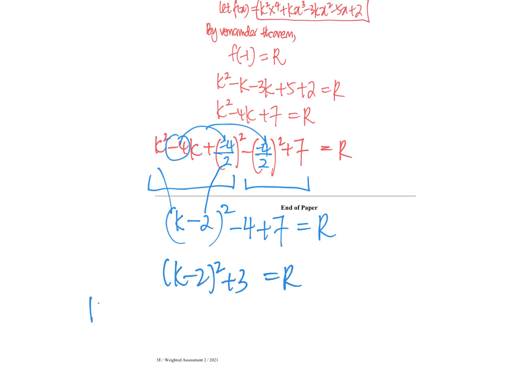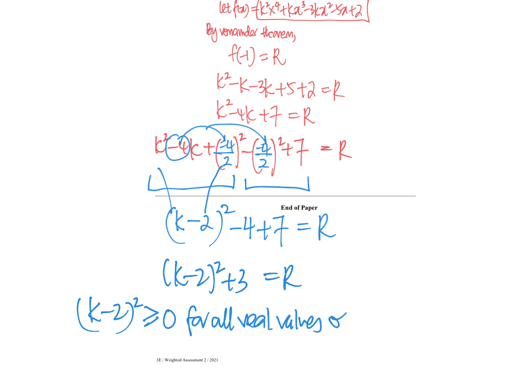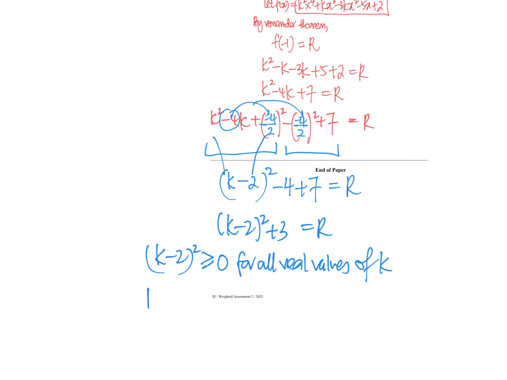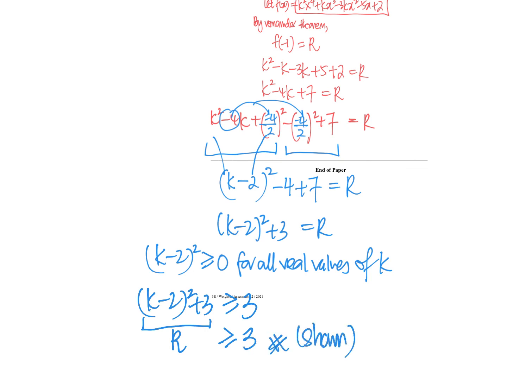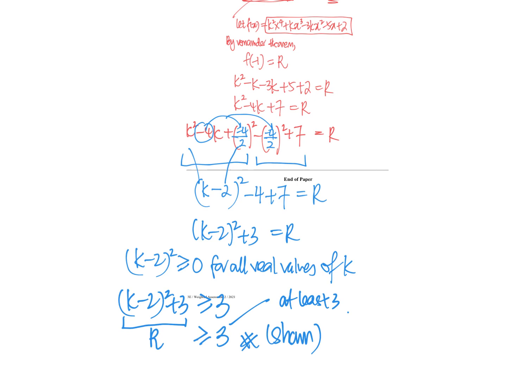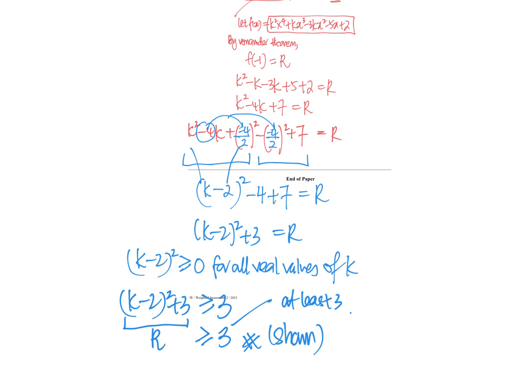So what do I know? K minus 2 bracket square is greater or equals to 0 for all real values of k. So if I plus 3 on both sides, it will be greater or equals to 3. So what is this? This is my remainder. So shown. I want to show that my remainder is always at least 3. Okay? So showing questions are always slightly more challenging, but if you know completing the square, then no problem.